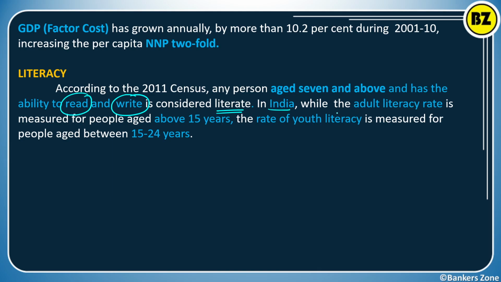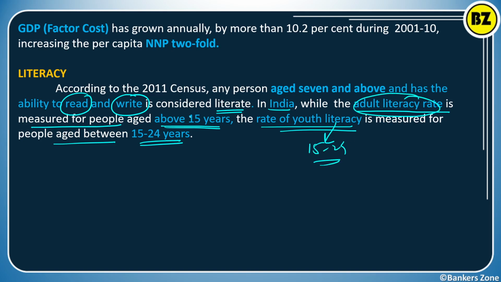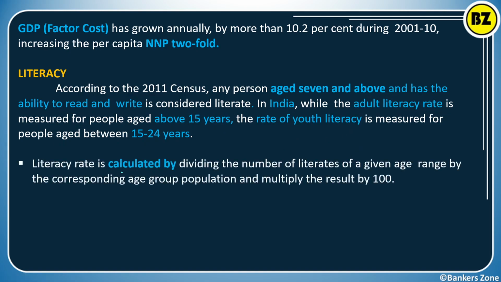In India, while the adult literacy rate is measured for people aged above 15 years, the youth literacy rate is measured for people aged 15 to 24. You understand? For youth literacy rate, the age group is 15 to 24, and for adult literacy rate, age is above 15. Got it? Very easy, right? Literacy rate is calculated by dividing the number of literates for a given age by the corresponding age group population and multiplying by 100.